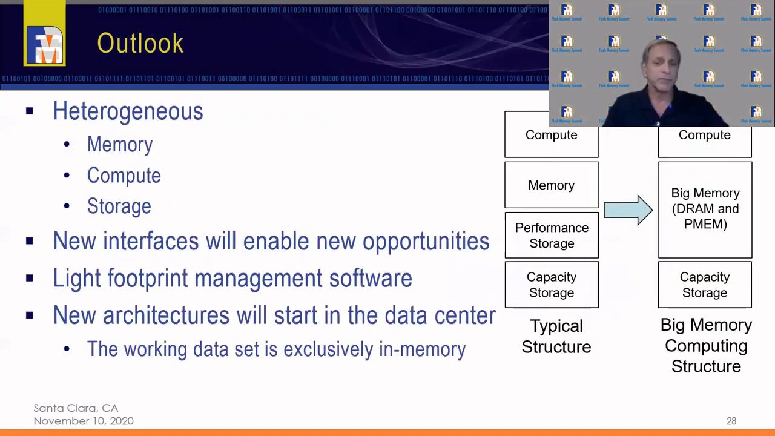In conclusion, some developments I'll be watching for in big memory next year and beyond are that key elements of the data center, memory, compute, and storage, will be heterogeneous. From what Memverge has demonstrated, the whole will be more than the sum of its parts. New interfaces will greatly expand the size and location of what is considered local memory. This should create opportunities for new features provided by management software with a light footprint.